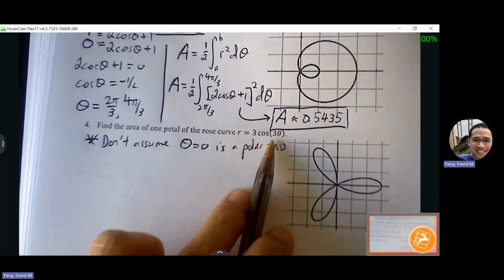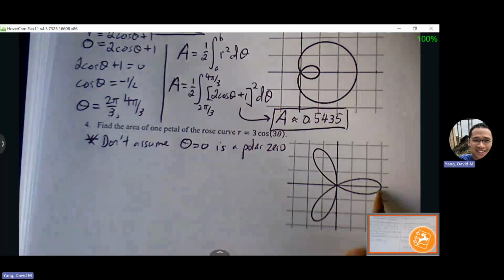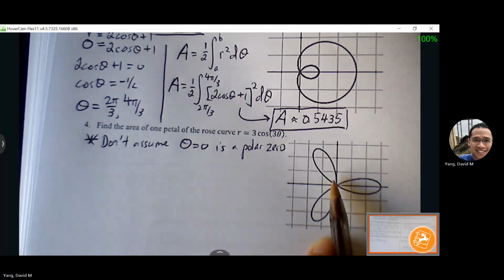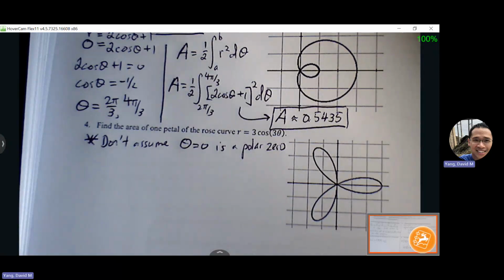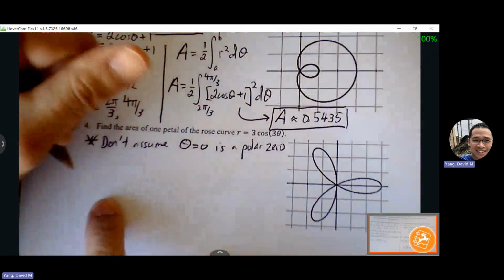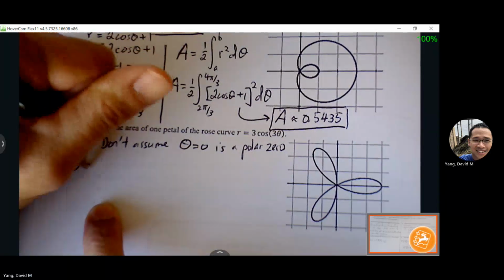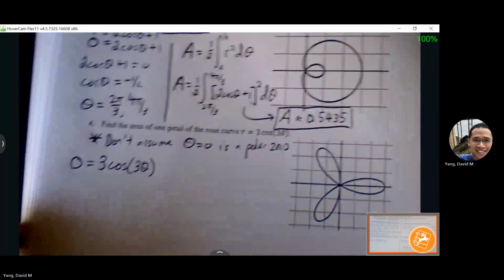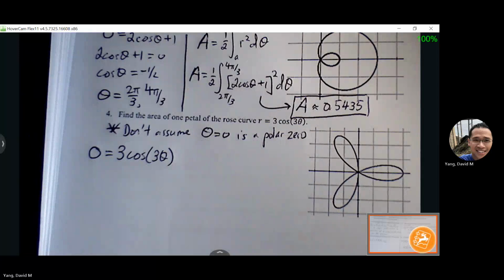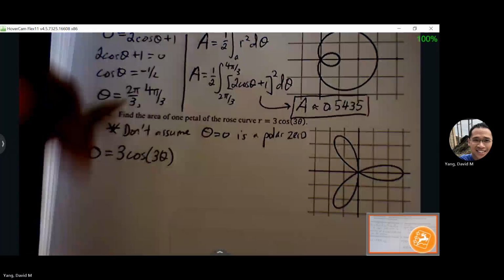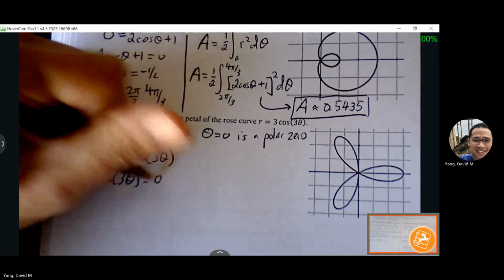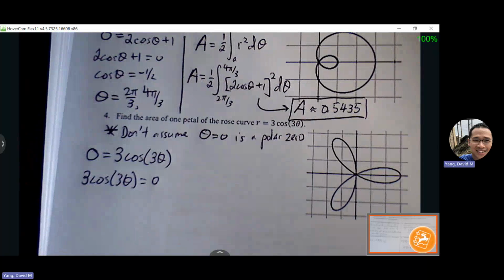In this case, if I plug 0 in, 3 cosine of 0 is going to be 3. So the graph actually starts here, and it goes from here and it builds. So say if we just go from polar 0 to polar 0, we can set this up by hand. Right, because sometimes the graph starts at 0, sometimes it starts away from 0.